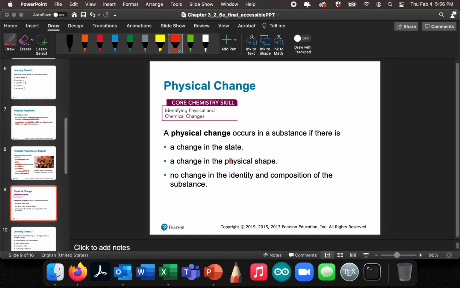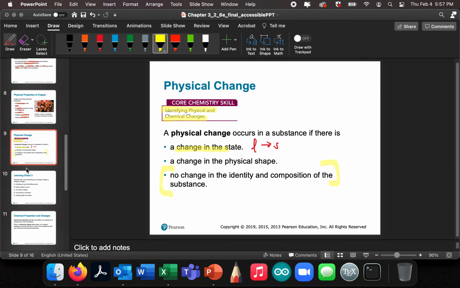All right. Now physical change, and we're gonna enter a core chemistry skill. We need to identify physical and chemical changes, and that's where we're going now. Okay. So a physical change occurs in a substance if there is a change in its state. In other words, if we go from a liquid to a solid, which we call freezing, right? Or a change in its physical shape, right? That's a physical change. But also we do emphasize there's no change in the identity or the composition of the substance. Okay, so ice and steam are made of the same thing, H2O.